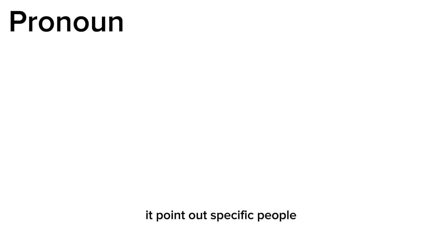It points out specific people, places, or things, such as this, that, these, those. It is used to ask questions: who, whom, what, which, whose. It introduces relative clauses and connects them to the main clause. For example, who, whom, whose, which, and that.